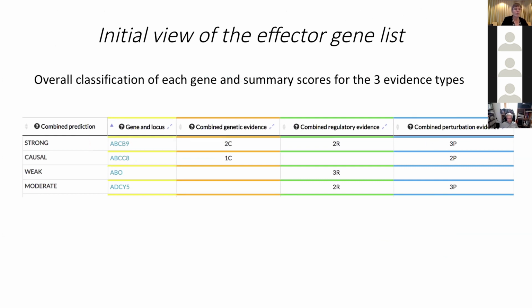This is obviously only a very small part of the table, but the table that you initially see has just 5 columns. It has a column for gene names, and those are linked to their gene pages in the portal. And the leftmost column shows the combined prediction. So this is the prediction from all of the evidence, the bottom line prediction of the likelihood that this is a T2D effector. And then there are 3 columns, each showing a score the gene got based on the genetic, regulatory, or perturbation evidence. So that's what you see at first, but there's a lot more to explore here.